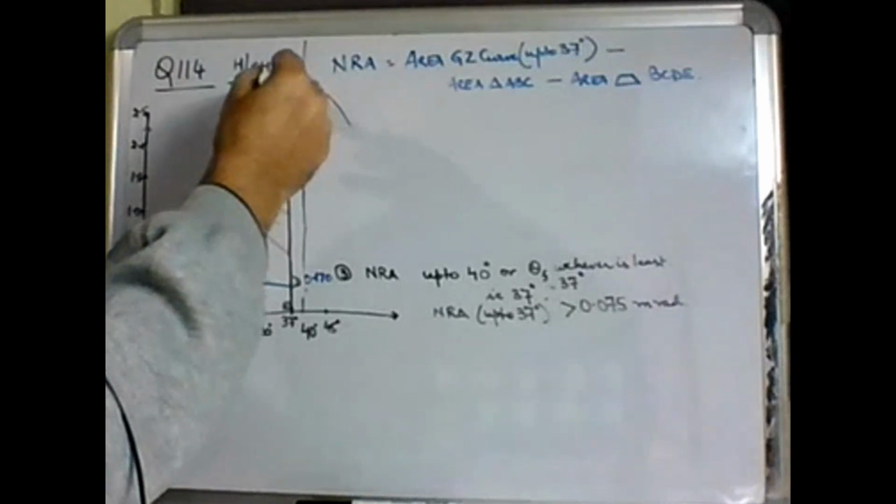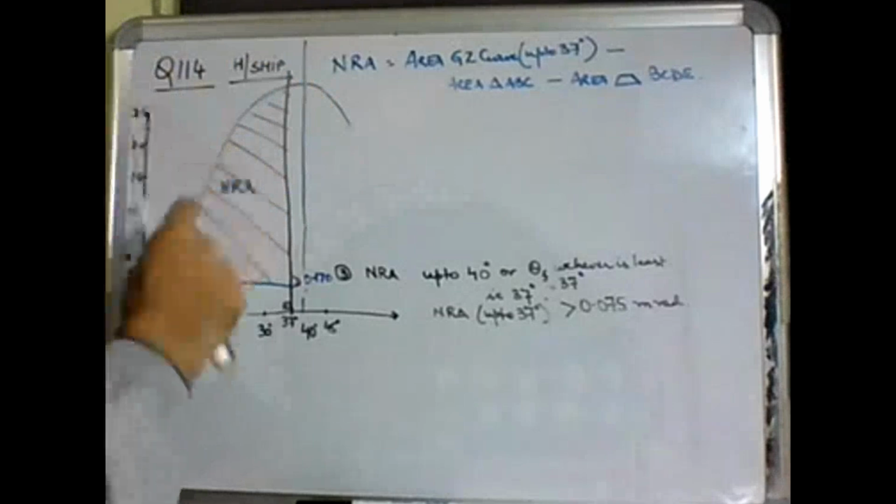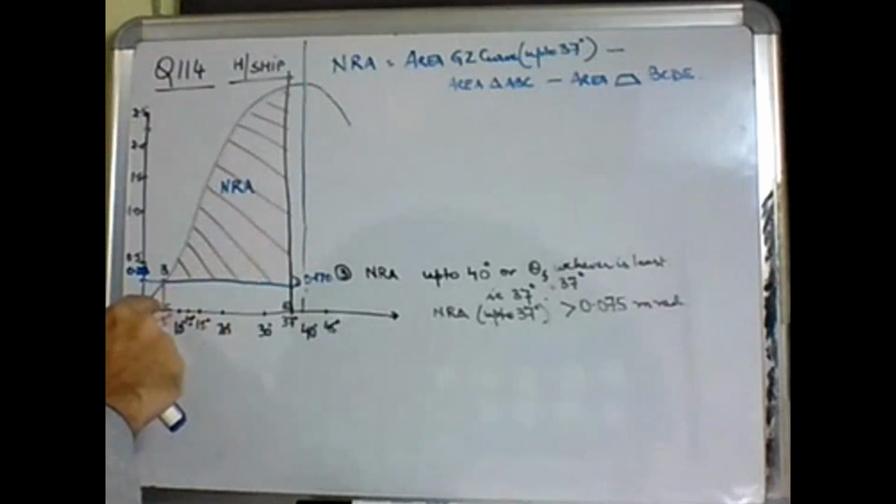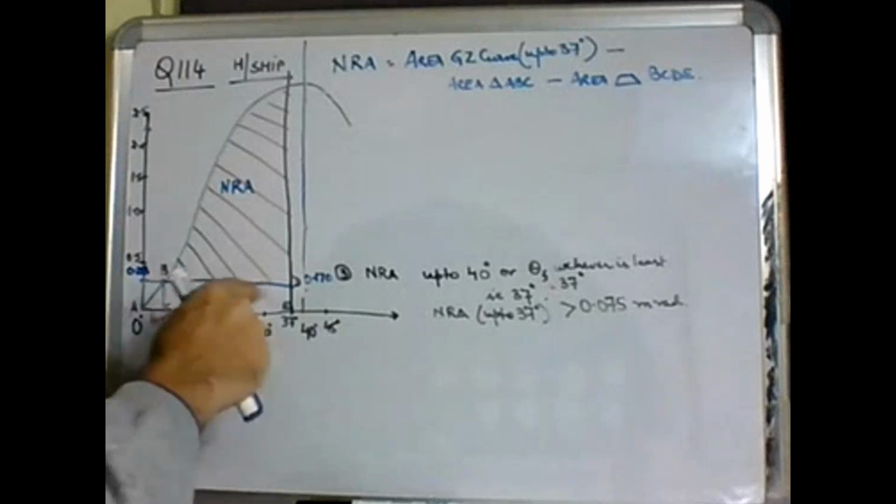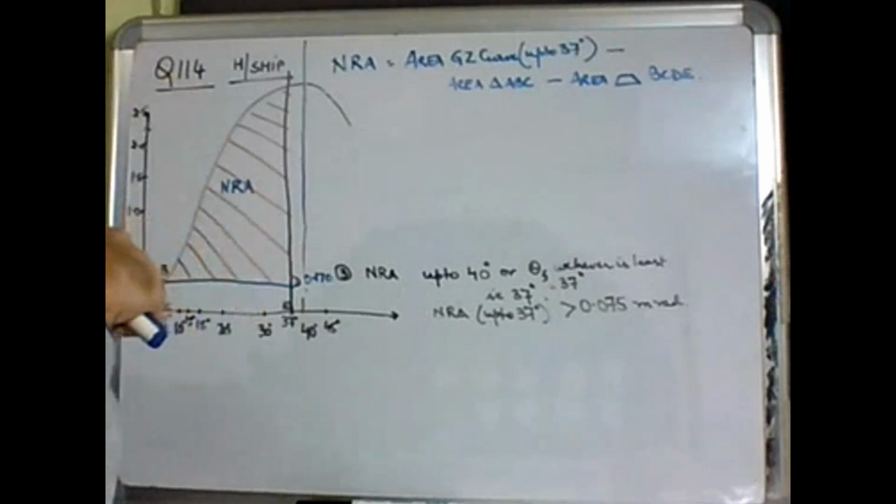under the GZ curve up to 37. अब उसमें से मैं माइनस करना शुरू कर रहा हूं, तो मैं इसको माइनस कर रहा हूं एबीसी को, और फिर ये ट्रेपीजियम को माइनस कर रहा हूं, तो मेरे को ये रेड, ये शेडेड एनआरए मिल जाएगा. Is that okay? Yes sir.